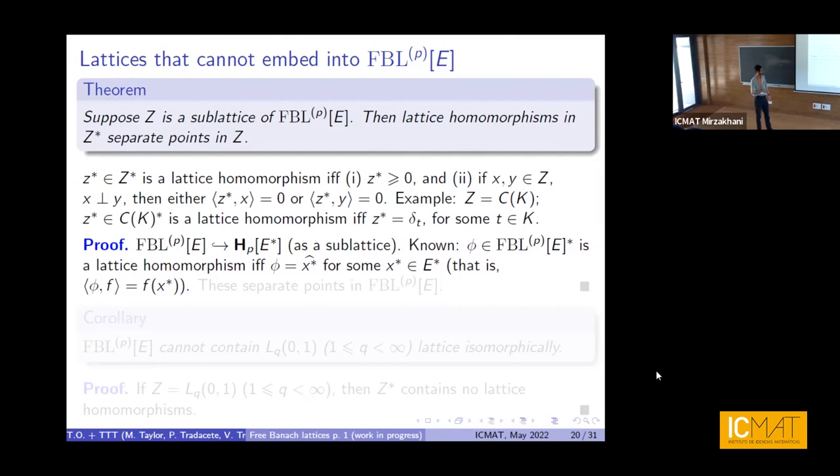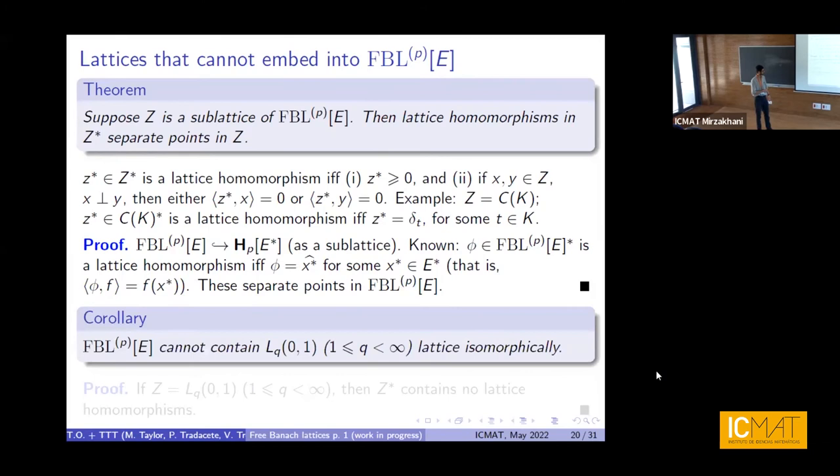I denote this evaluation by x* with a hat, and the action of x* with a hat, well, we just evaluate the function f in the free Banach lattice at the point x*. And those evaluations at x*, they clearly separate H_p, and therefore they separate FBL^(p) because FBL^(p) is a sublattice.